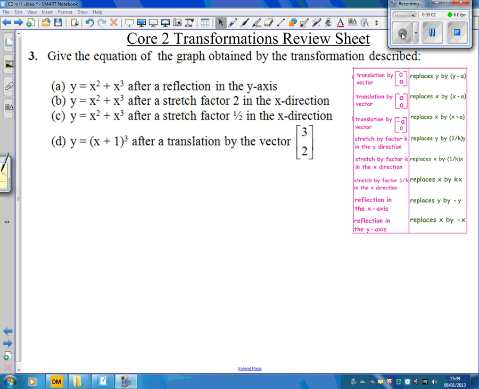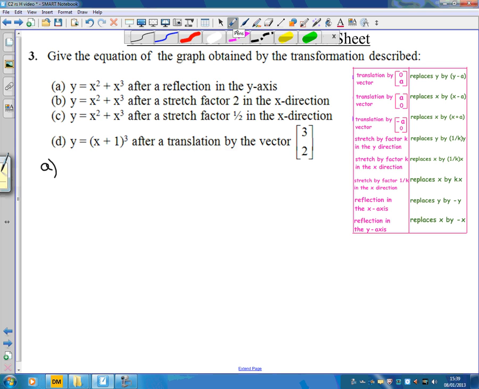Core 2 Transformations Review Sheet question 3 wants to know the new equation of the graph after you've transformed it. So all these start with y equals x squared plus x cubed. So for part A, what do we want to do? Well, we want to do a reflection in the y-axis. So reflection in the y-axis, what do we do for that? We're going to replace x by negative x.